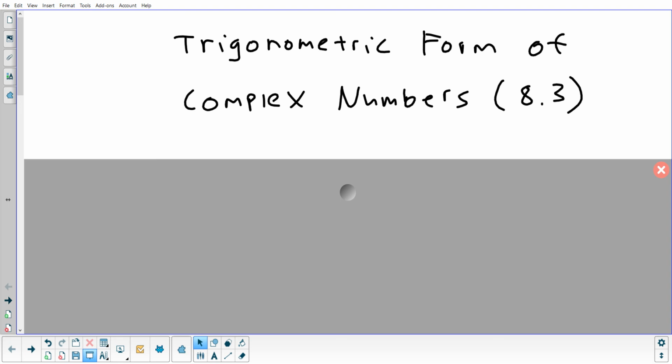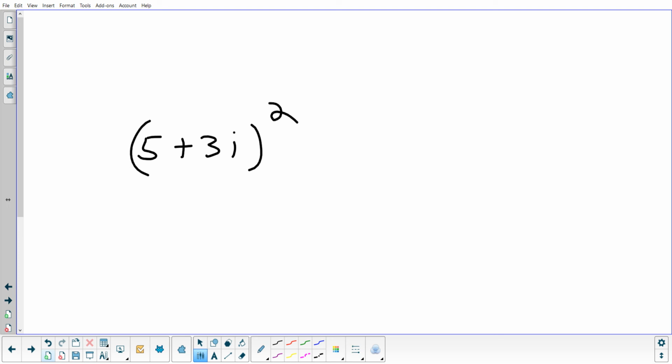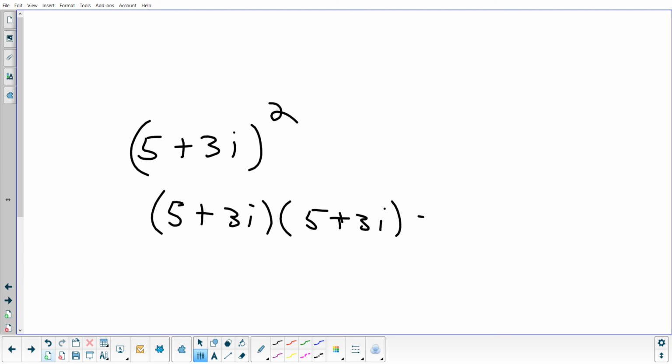Well, writing them that way is okay, but we've seen some things with complex numbers that get kind of cumbersome if you write them that way. One thing would be this. If you wanted to do something like that, it's not too bad. You just have to write 5 plus 3i, 5 plus 3i, and then you could FOIL it out. We've done this kind of thing before. Now, if it's just to a power of 2, not bad.